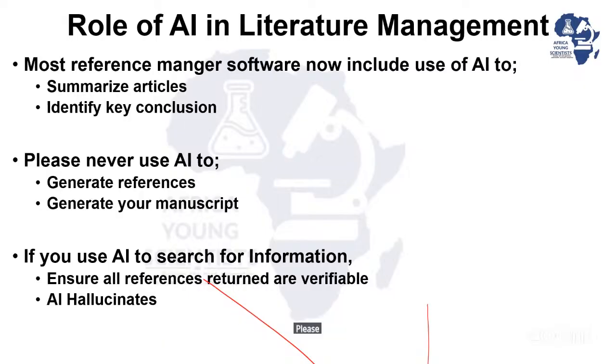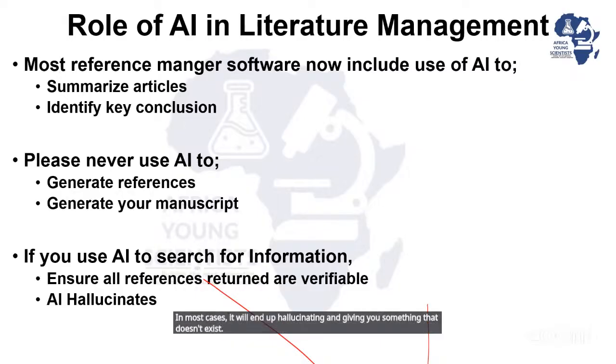Please never use AI to generate a reference. Now, I saw a question briefly on the chat whereby someone asked, if AI gave you information and you want to cite it without a reference, how can you cite a source? If AI gives you, for instance, a statement of facts, don't tell the AI to generate a reference for that statement, because in most cases it will end up hallucinating and giving you something that doesn't exist.